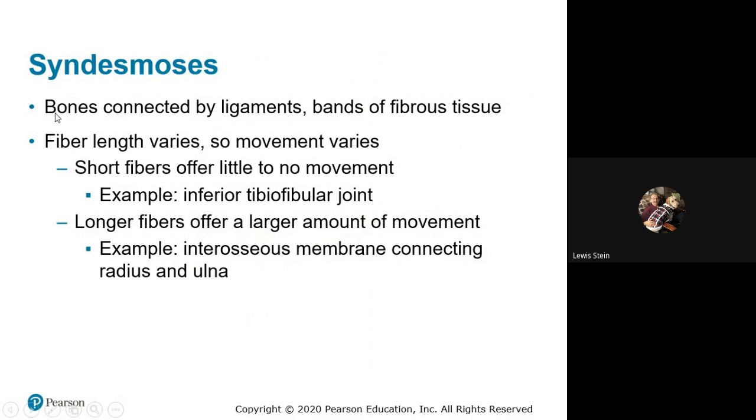Bones connected by ligaments, bands of fibrous tissue. So it's the same as what I was telling you about before. Because there's variation, there's varying kinds of movement. This is the very famous one. You'll see it shortly. That's associated with what is known as a high ankle sprain, the inferior tibiofibular joint. The tibia and fibula, as well as the radius and ulna, when we get into the bones, are connected by something called the interosseous membrane. It has a certain amount of give.